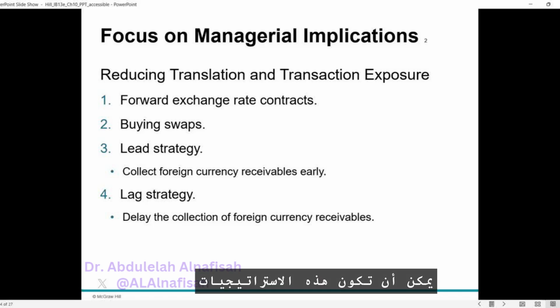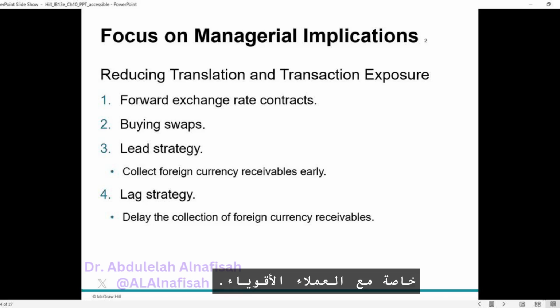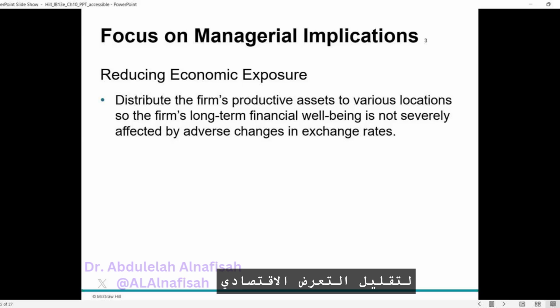However, these strategies can be challenging to implement, as they require firms to have control over payment terms, which may not always be feasible, especially with powerful customers. Moreover, some governments impose restrictions on payment timing, such as setting limits on the duration for which payments can be delayed or advanced. To effectively reduce economic exposure, firms must make strategic decisions that extend beyond financial management.